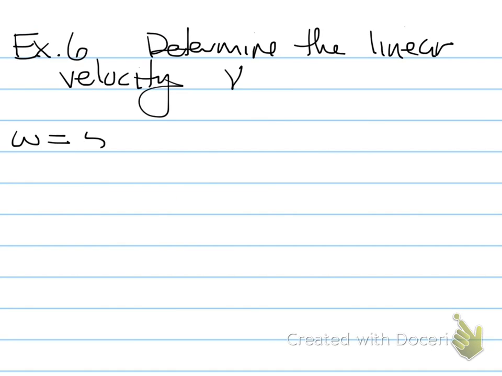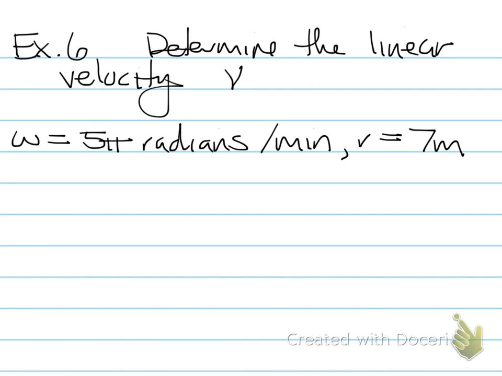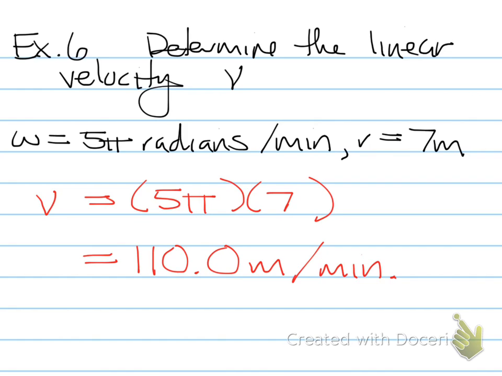And lastly, given that the angular velocity is 5 pi radians per minute and the radius of the circle is 7 meters, to find the linear velocity, we would just multiply omega by the radius. So 5 pi times 7 is approximately, let's change that to an approximation symbol, approximately 110.0 meters per minute. That would be the linear velocity.